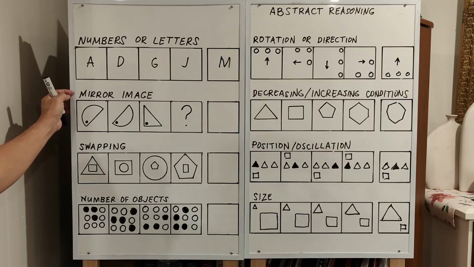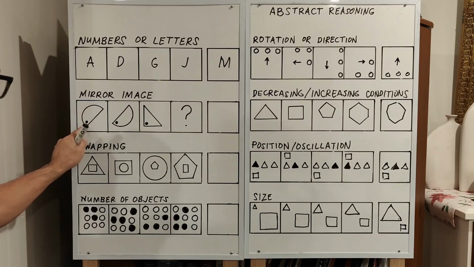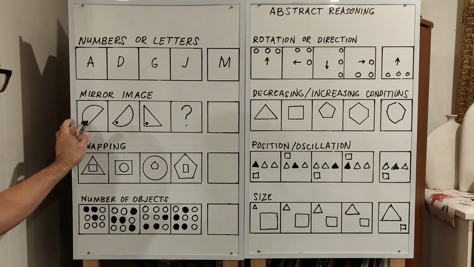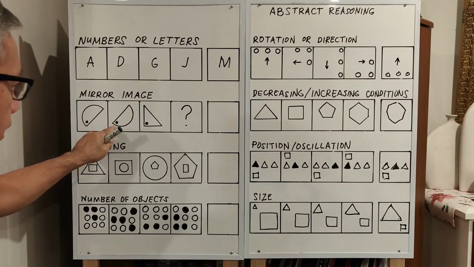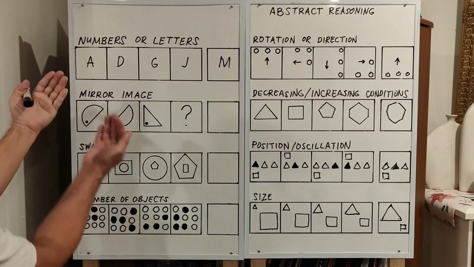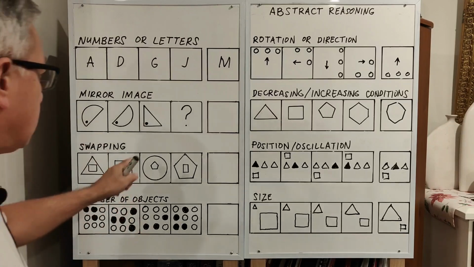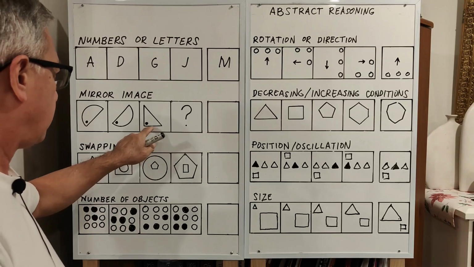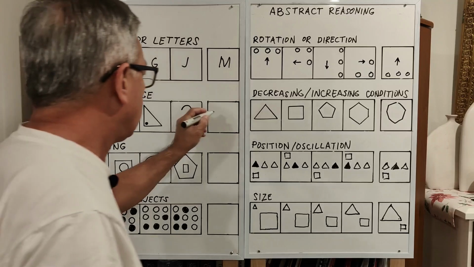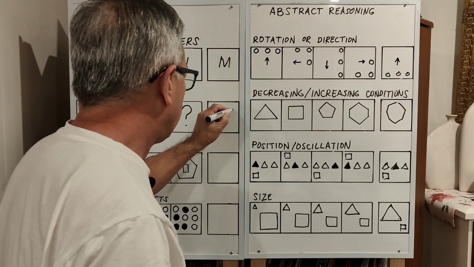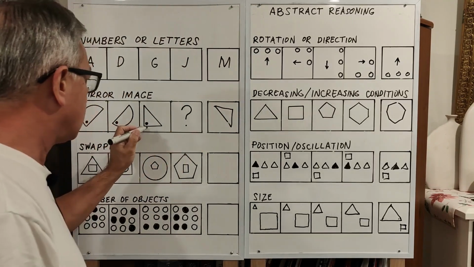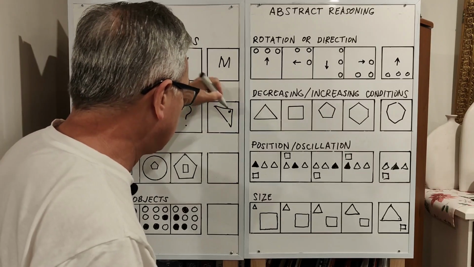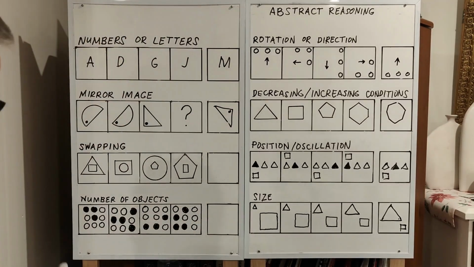Here we have a mirror image. If you will notice this semicircle, it has a dot on the bottom, but the next one, the dot is also at the bottom. It means they are mirror images. So if the next figure is like this, you will be looking for a mirror image. The dot is on the far side. The dot should also be on the far side.